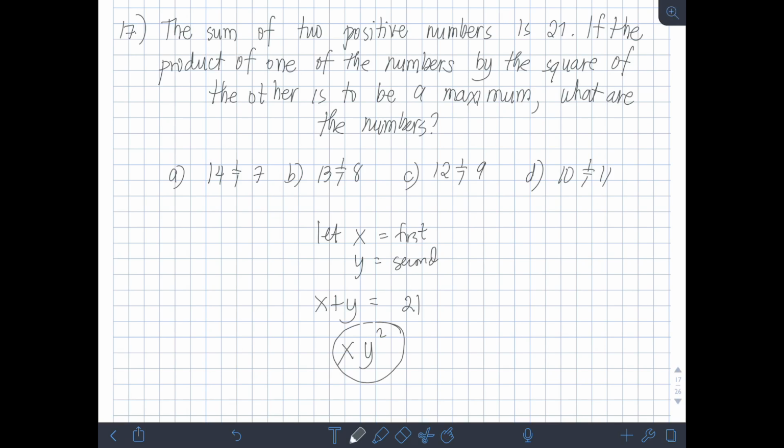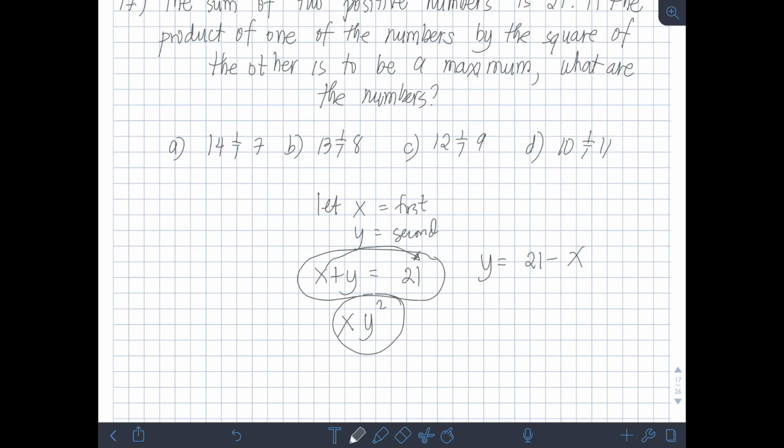So gagamit tayo ng differential calculus, maximum minima. So what are the numbers? Okay, so it's up to us kung ano isasolve natin dito sa first equation. Let's say y na lang. y is equal to 21 minus x. So transpose natin to dito. Okay?